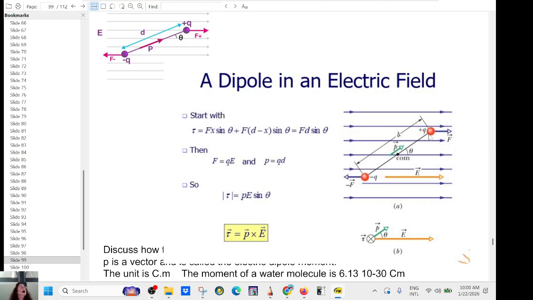Is that clear? So when you have a dipole inside an electric field, remember, does the plus want to go with the electric field or against? With, because it's positive, it wants to follow everyone. Okay, good. So the plus wants to go with the electric field. Minus wants to go against. Do you agree?